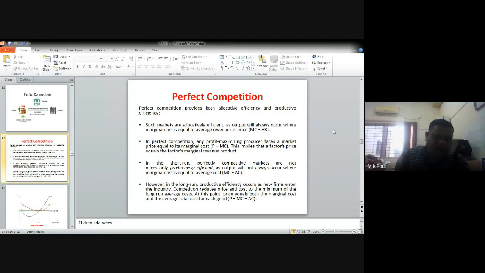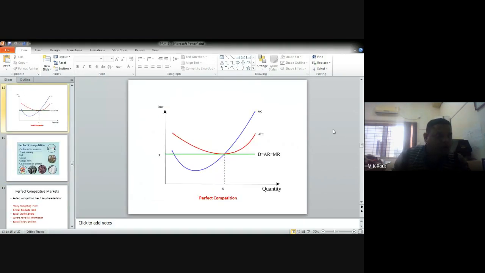Moving to the next one, you can see this is the typical graph for perfect competition, where your price and quantity should be maintained at the marginal cost or average total cost, and that should be the intersection point, where demand equals average revenue, which equals marginal revenue. That should not be considered in your real scenario, especially with reference to a competitive market.